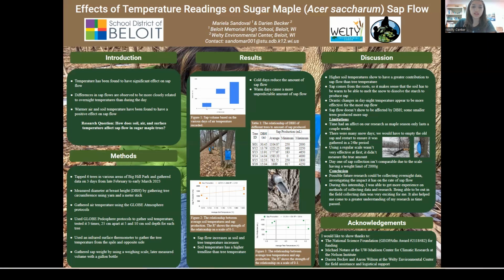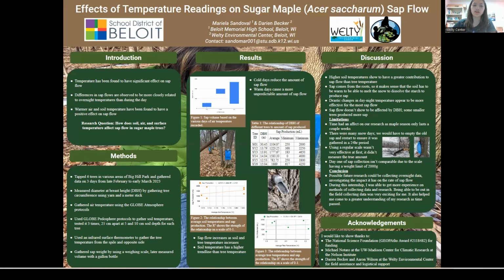To answer this question, we collected sap from 6 different trees around Big Hill Park, and we measured DBH with yarn and a meter stick. We used GLOBE atmosphere protocols to gather air temperature, as well as GLOBE pedosphere protocols to gather soil temperature. We gathered tree temperature using an infrared surface thermometer, and for measuring sap, we started off using a weighing scale and then later used a gallon bottle to gather the volume.